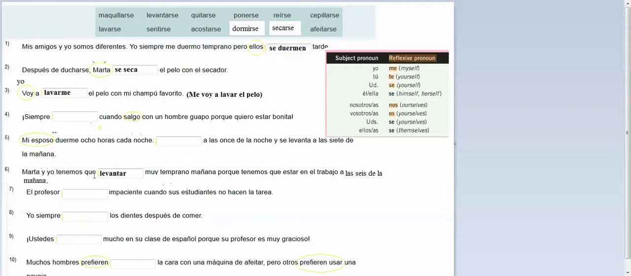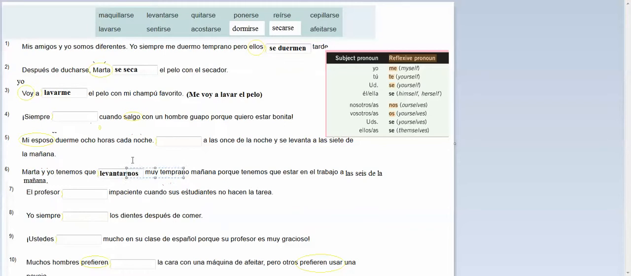Whenever you have tener que, you're supposed to leave the verb that comes after, expressing what you have to do, in its infinitive form. Okay, but we still need a reflexive pronoun because it's Marta and I who are going to be getting ourselves up early. So we want our reflexive pronoun to match our subject. Well, if it's Marta and I, it's the same thing as we. We are going to be getting ourselves up early. Ourselves is nos, so we change that se to nos, and it goes right here because it's in the block.